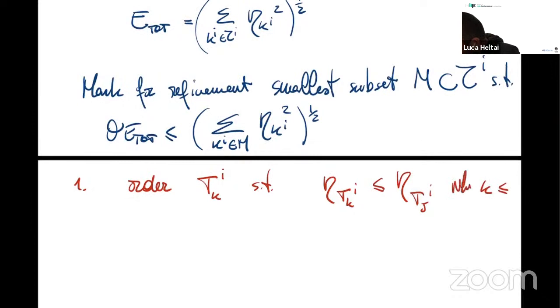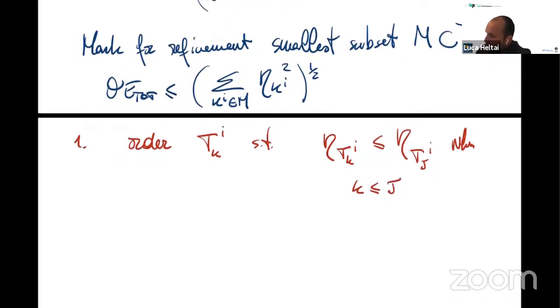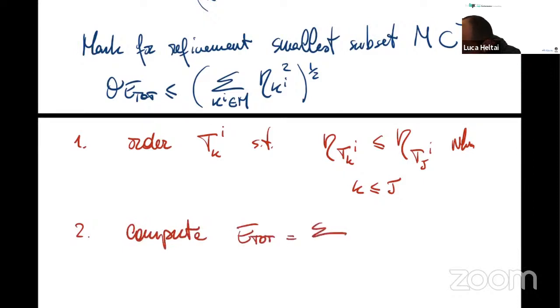This is when k is more or equal than j. Okay, so in this particular case, once you've ordered those, then what you do, you start by step 2: you compute E tot. This is for the sum. It's the sum of all the elements that are in the current triangulation of the eta t square by 1/2.